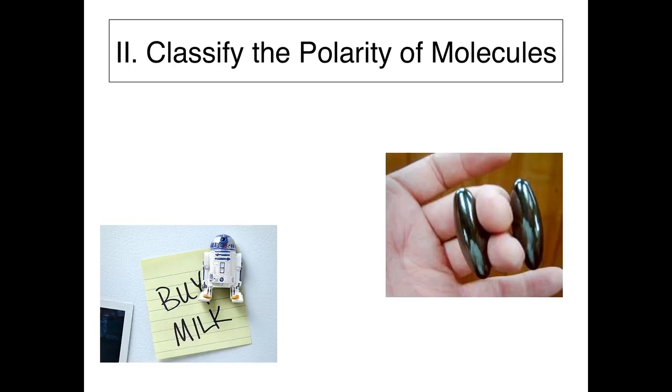And when we talk about polar molecules, you can almost imagine them like magnets. When molecules are polar, they are attracted to each other, and when they're not polar, they are not attracted to each other. And just like how magnets are attracted to each other, polar molecules are attracted to each other from their opposite ends. So keep this image in mind when we talk about the polarity of a molecule.